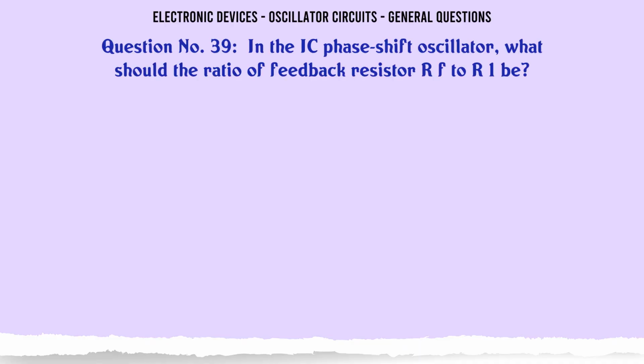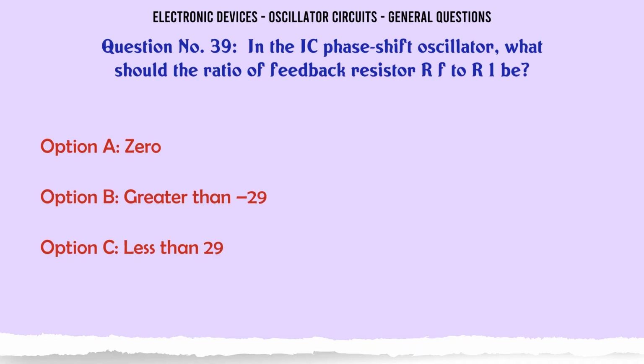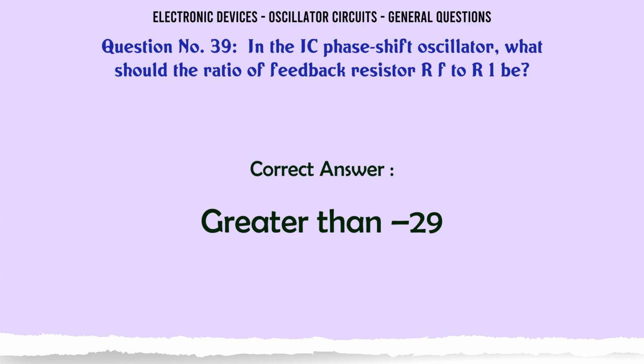In the IC phase shift oscillator, what should the ratio of feedback resistor RF to R1 be? A. 0. B. Greater than 29. C. Less than 29. D. Any value. The correct answer is greater than 29.